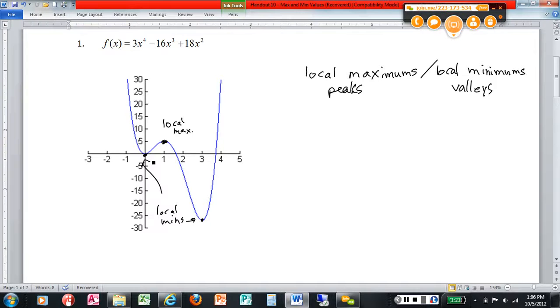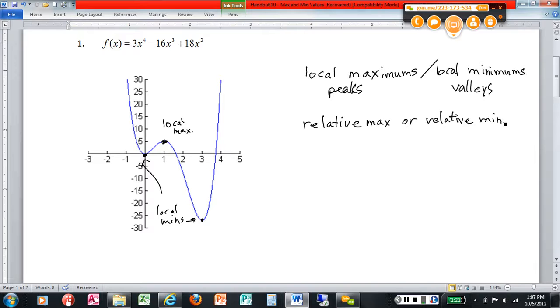Let me also mention these are also called relative. You might sometimes see them referred to as relative max or relative minimum. It means the same thing. Local max is a relative max, and local min is a relative min also.